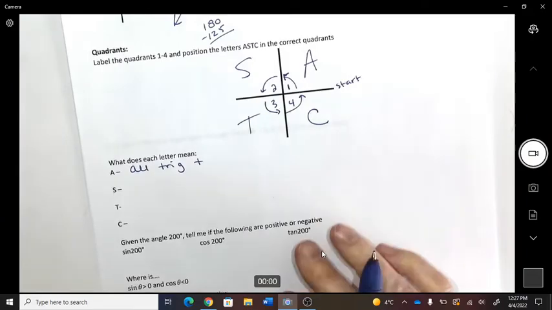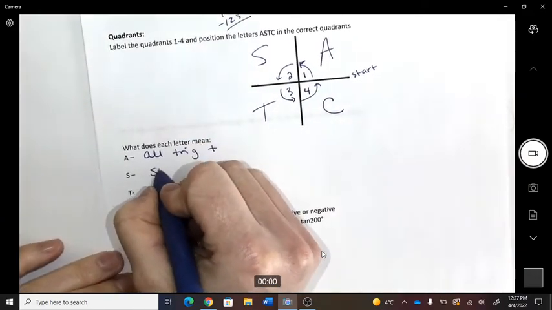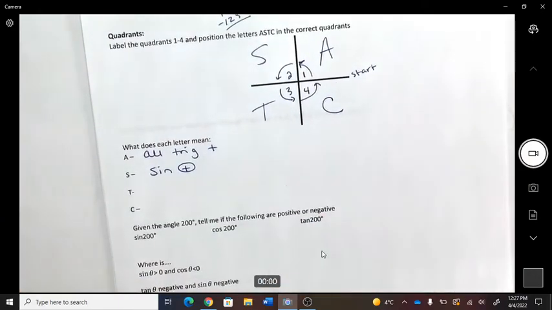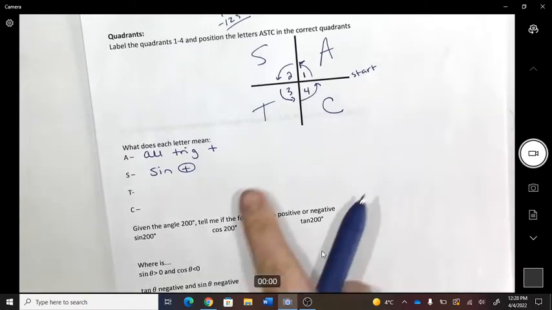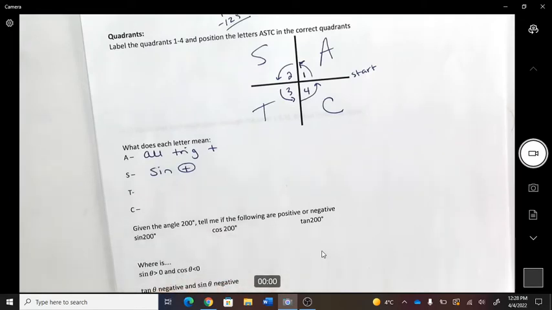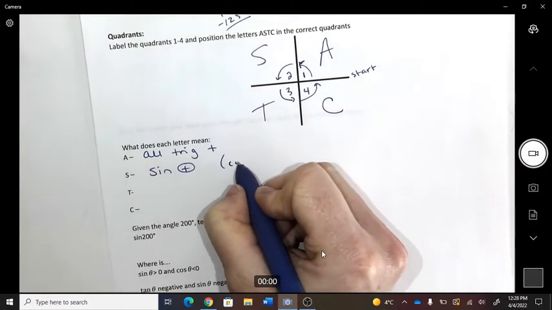In the S quadrant, it means sine is positive. If you want to write, cos is negative, tan is negative. Sine is the only positive one. If you want to write that, you can. I'm not going to. It just means sine is positive. All the other stuff is negative.